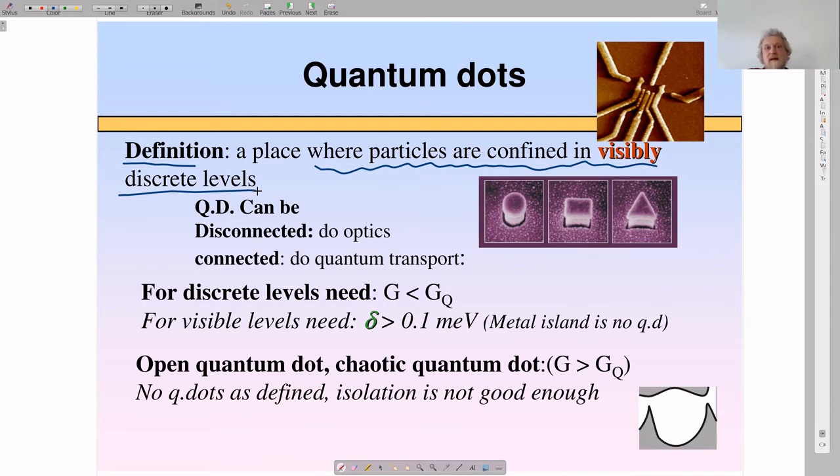In principle, any metallic object being isolated develops discrete levels. So for instance, if one isolates the Eiffel Tower from the ground, you get a system where electrons are confined in discrete levels, but it's not a quantum dot. What is the problem? The problem is that the spacing between electron levels in the Eiffel Tower, or in a micrometer size metallic island, is too small to resolve. So they do not qualify as quantum dots, at least not in this century.